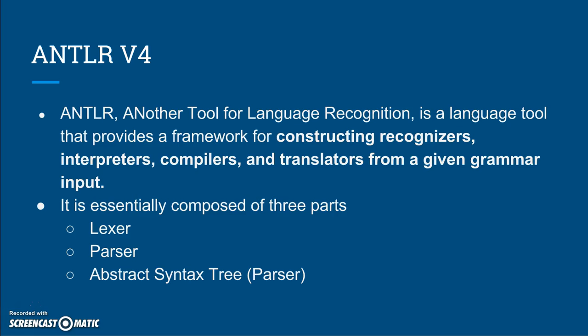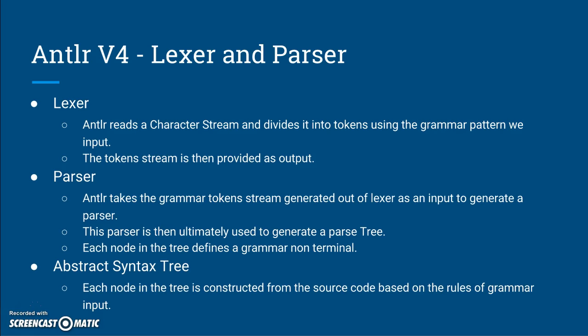Now, ANTLR is composed of three parts, which are a lexer, a parser, and a parse tree. The lexer reads a character stream, which is basically the source code to be compiled, and outputs a token stream. This token stream is then used by the handler to generate a parser, and this parser is used to generate a parse tree.